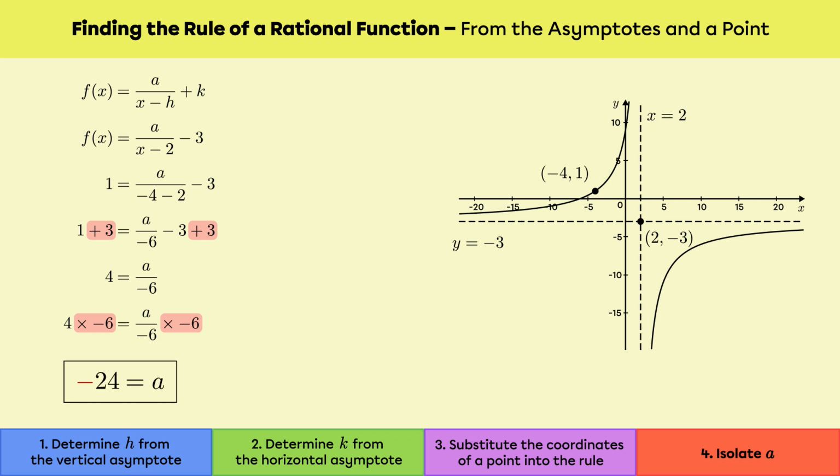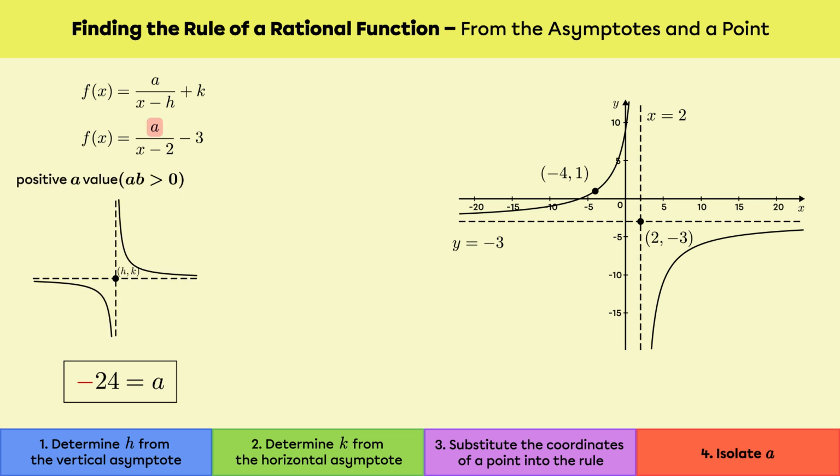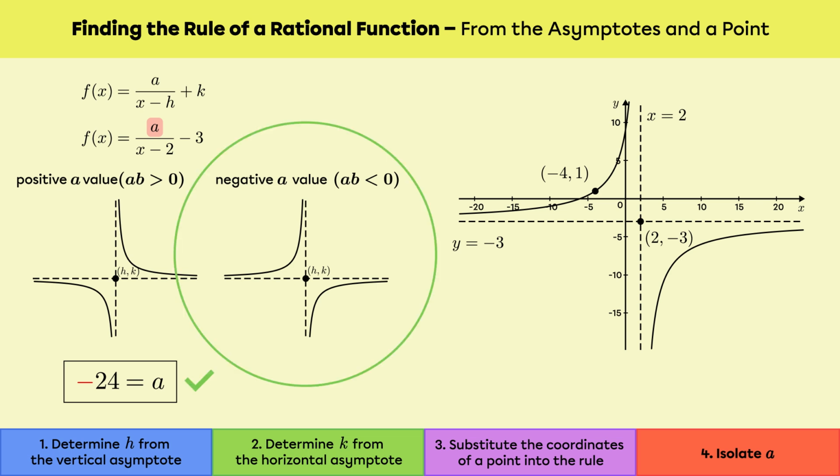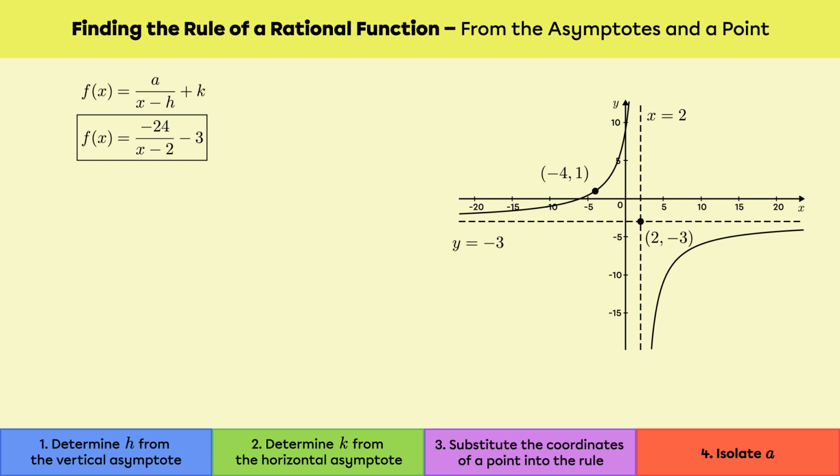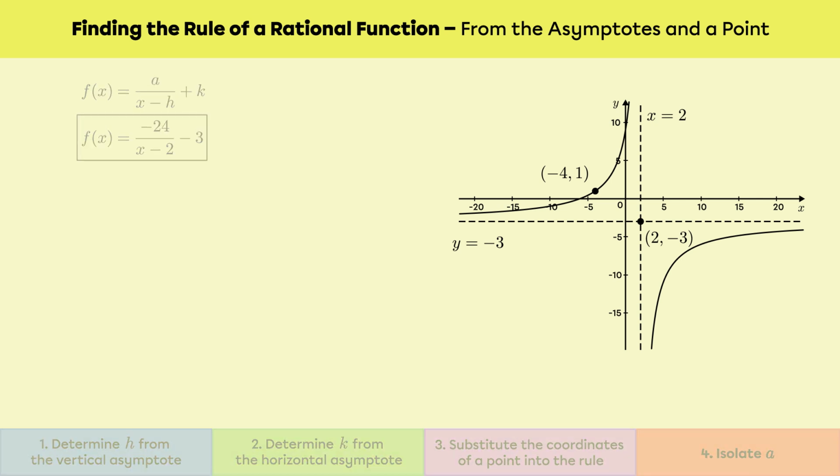Now, you may be wondering if it's normal to get a negative number for parameter a. Remember that when using the simplified form, the sign of parameter a indicates where the curve exists. When a is positive, the two curves are placed at the top right and bottom left of the asymptotes like this. However, when a is negative, the two curves go at the top left and bottom right of the asymptotes. The graph of the function does indicate that a is negative. The rule of the function represented in the graph is therefore f of x equals negative 24 divided by x minus 2, minus 3. That's it.